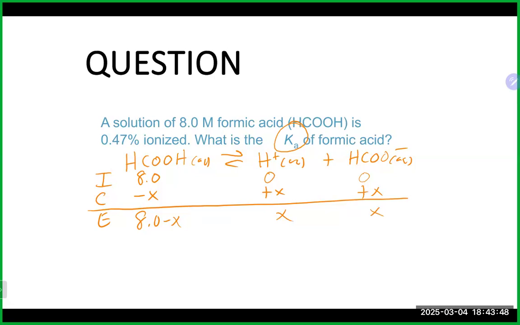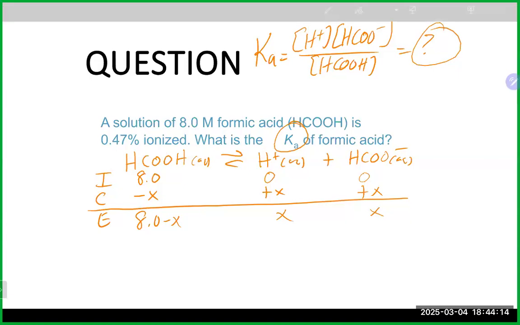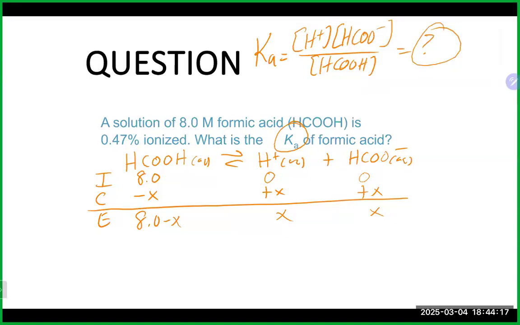We would also write our Ka expression in this case, which would be our products, our H plus, our formate, and our formic acid. And that equals, I don't know, because that's what we're trying to find in this case. So obviously at this point, we cannot put it into our equilibrium expression because we don't know what K is, and that's what we're trying to find. So we need to use some of the other information there to maybe help us.